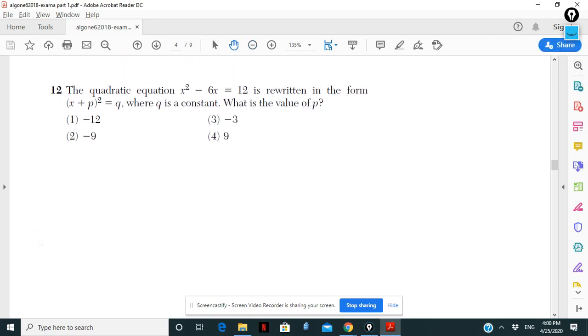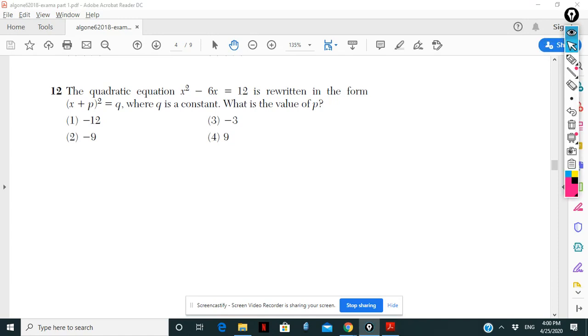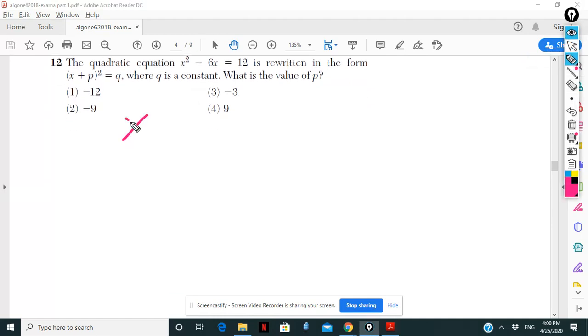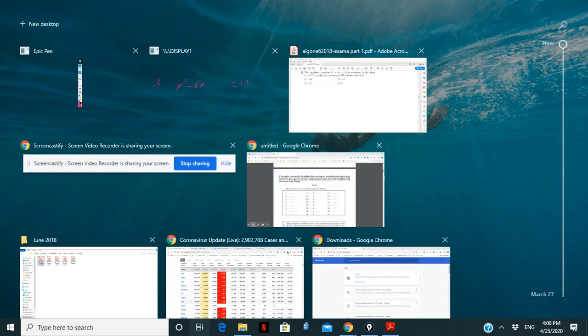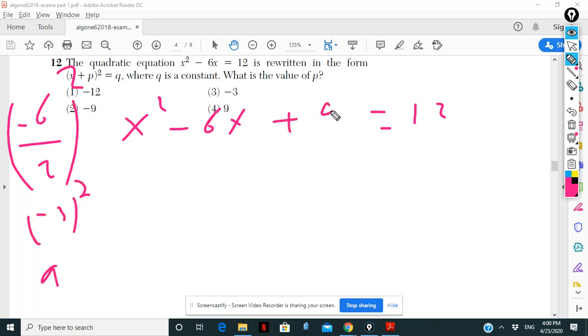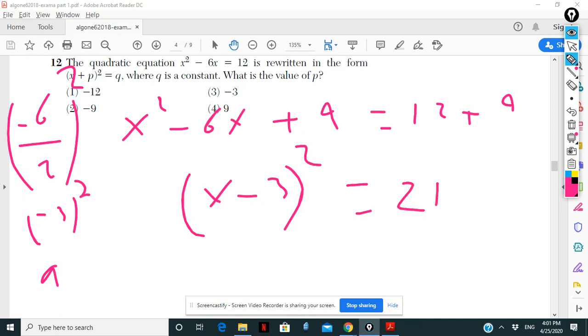Question number 12. The quadratic equation is rewritten in form of x plus b all squared equal to q. What is the q value? Means in another way, we want you to complete the square. So x squared minus 6x equal to 12. So negative 6 divided by 2 all square, that's giving me negative 3 all square, that's giving me 9. So I have to add 9 for both sides. And in that case, it's x minus 3 all square equal to 21. So the answer is 21.